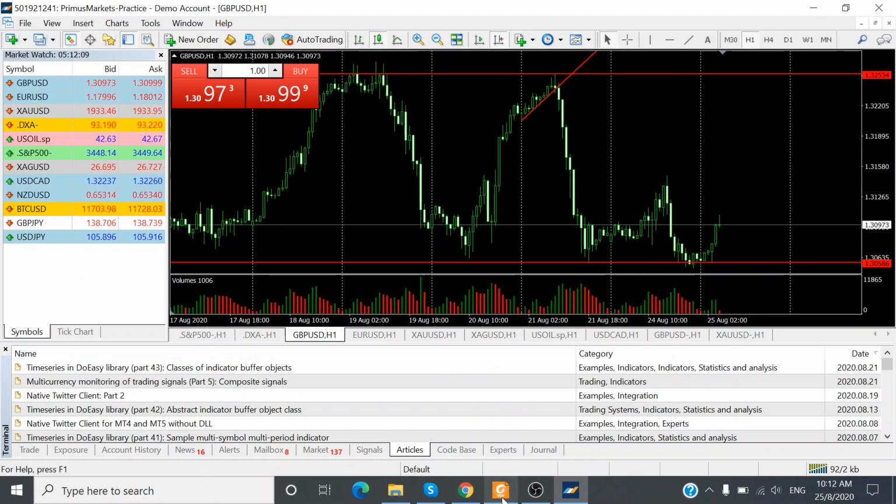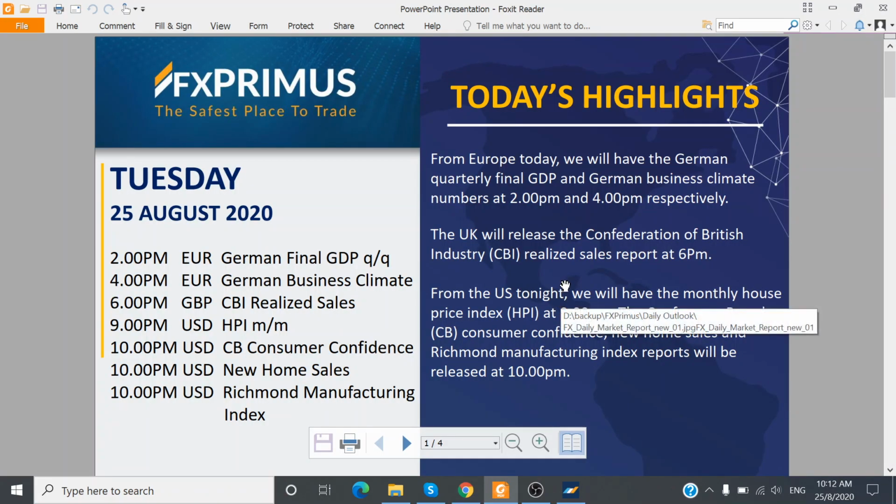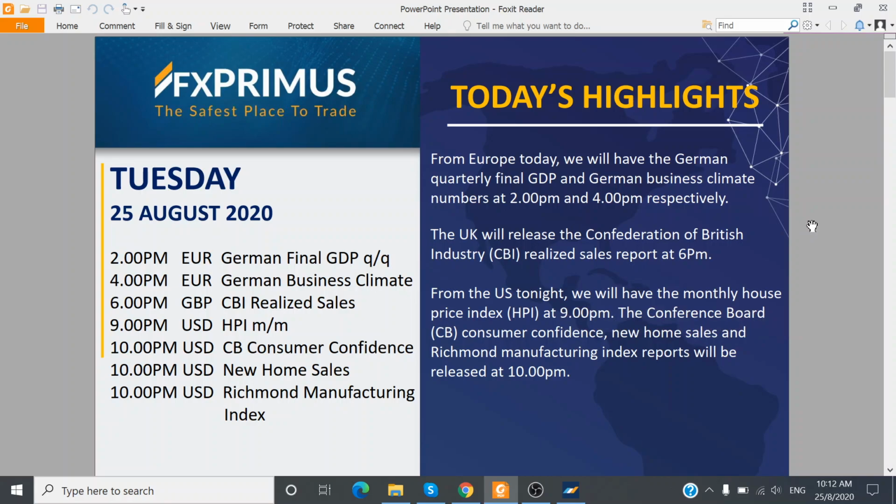Okay, so let us have a quick look at today's economic calendar. For today, we are going to be having a mixed batch of data. So from Europe today, we will be having the German final gross domestic products numbers. Now, these will be quarterly numbers at 2 p.m., followed by the German business climate data at 4 p.m. So the emphasis will be on the German gross domestic product and also business confidence, and this will largely have some impact on the euro dollar moving towards 2 p.m. local Singapore and Malaysia time today.